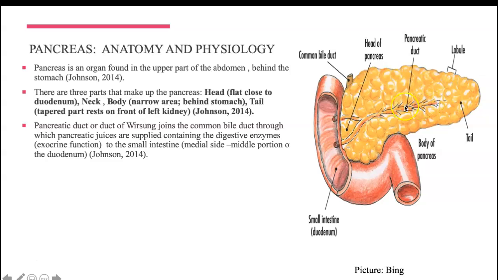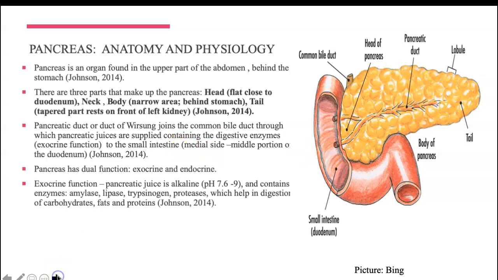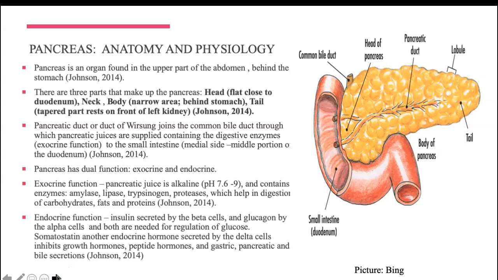The main pancreatic duct joins up with the common bile duct, and together they secrete bile and the pancreatic juice, which contains all the digestive enzymes, into the mid portion of the duodenum. So the pancreas has a dual function: exocrine, which is secreting the digestive enzymes through this duct, and endocrine, which doesn't require a duct. Those are the hormones that get secreted directly into the bloodstream.